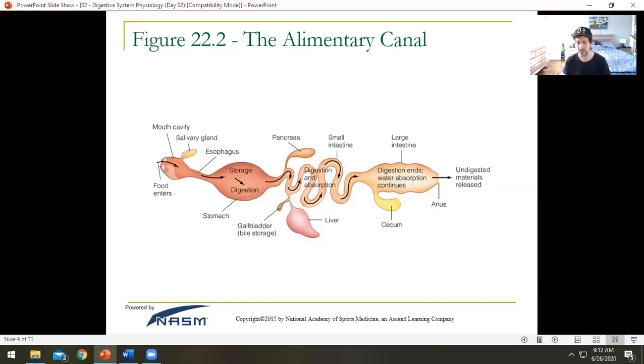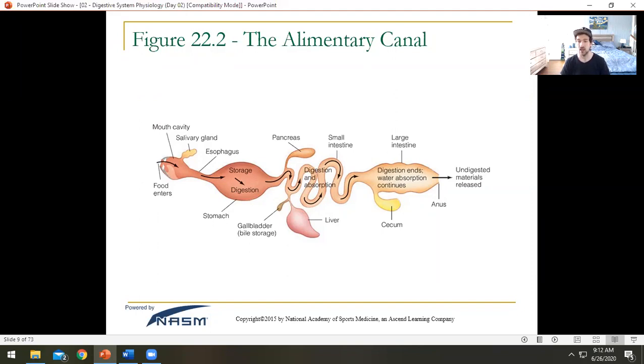Well, luckily your stomach also creates something called mucus, and mucus is extremely basic. It's on the exact opposite side of the pH scale. So you have acids and you have bases, right? And that mucus cancels out that hydrochloric acid.